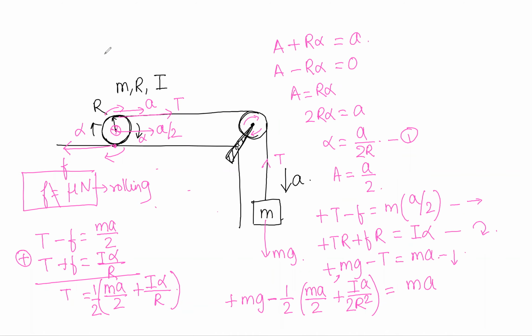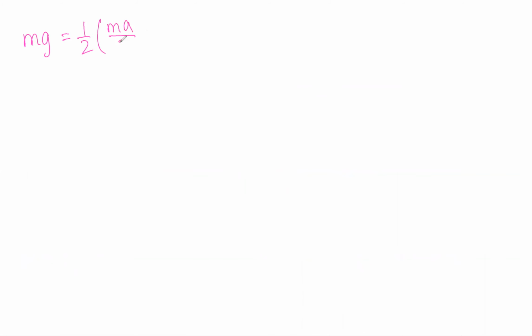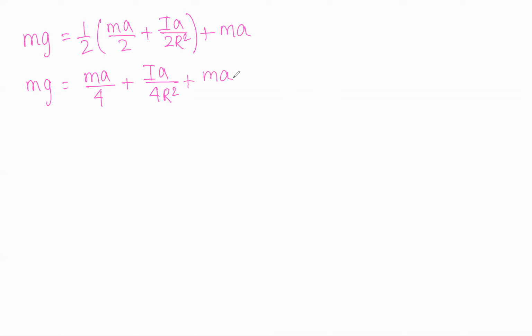So you'll get mg is equal to half of, I forgot क्या होगा, ma by 2 plus Ia by 2r square. ma divided by 2 plus Ia divided by 2r square plus already वहाँ पे क्या था? ma था. ma was already there. So you'll get mg is equal to ma by 4 plus Ia divided by 4r square plus ma. Take a common. ठीक है, this will become 5ma by 4 plus Ia by 4r square.